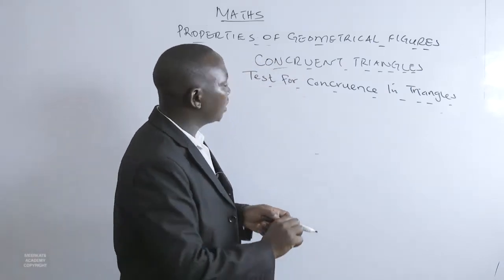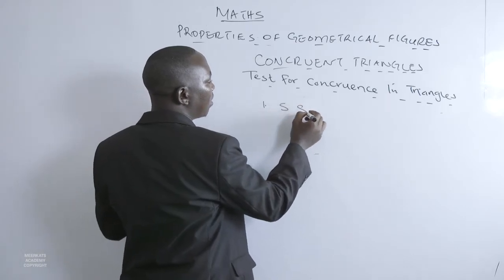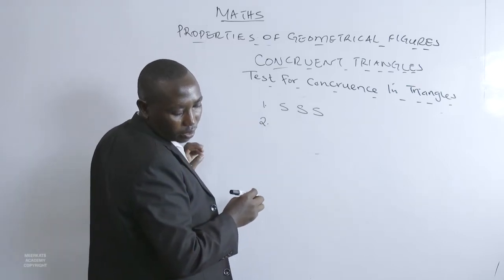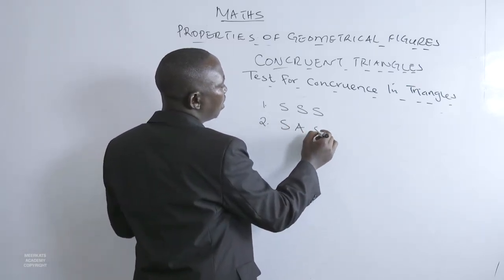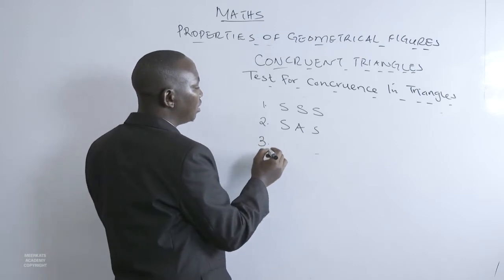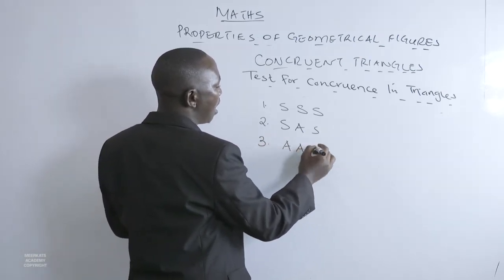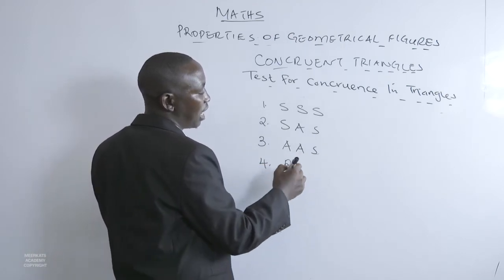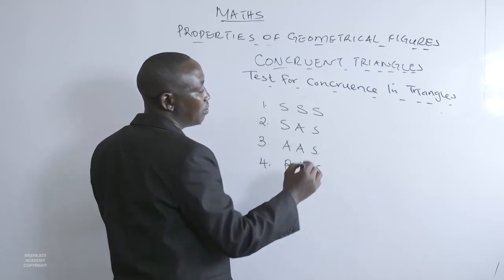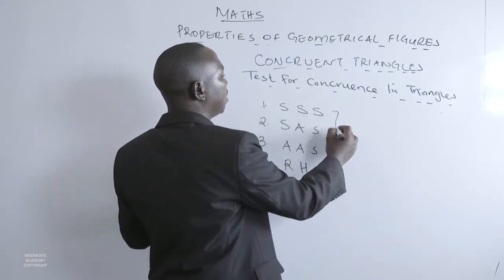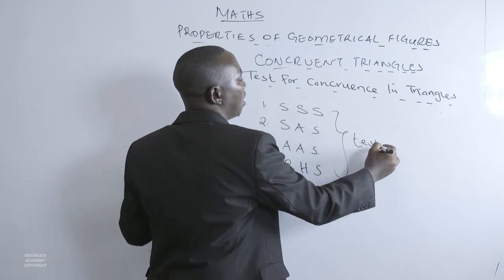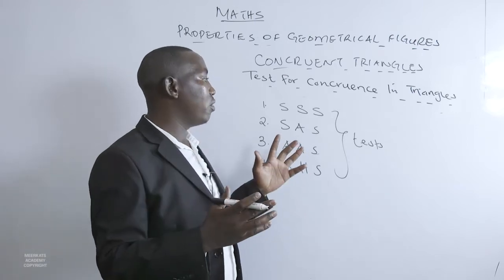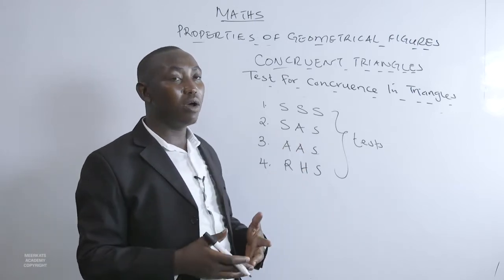So to sum up the 4 tests, we had the first test, which we said is the side side side test. The second test, we talked of the side angle side. The third test, we have talked of the angle side. And then the last one, we have talked about the right angle, the hypotenuse, and the side. So these 4 tests are very critical in determining whether those particular triangles are congruent or not.